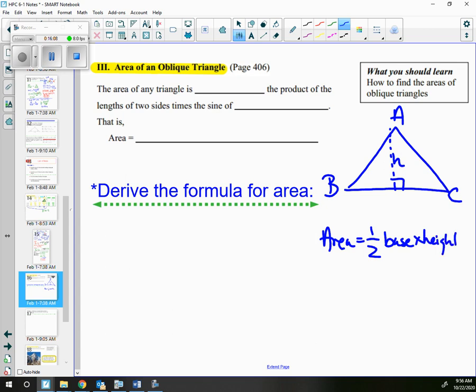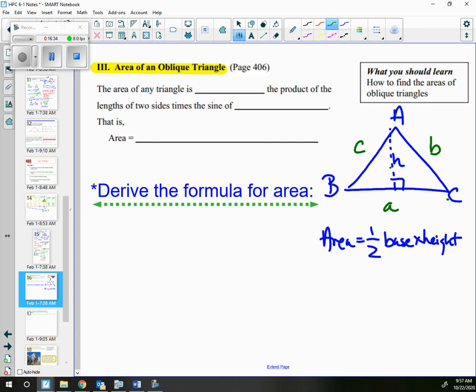Now the problem is, in a lot of triangles, we don't necessarily have the height, and we don't want to have to calculate it each time, because usually what we know about triangles are either the angle measurements or the lengths of the sides, right? That's the pieces of information that we know. So is there a way that we can replace that right away so we can have a formula that we don't have to calculate the height every single time? So let's see if we can make some conjectures here about how to do that. So we're going to derive this formula.